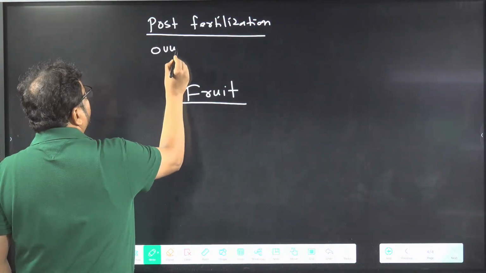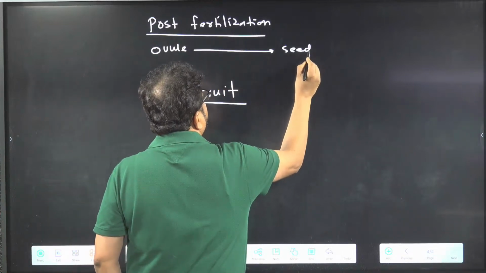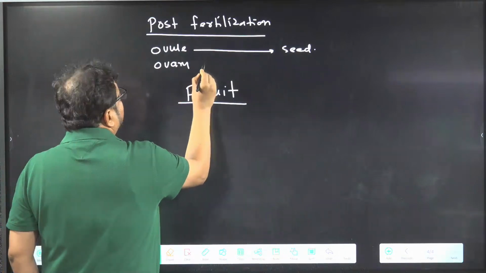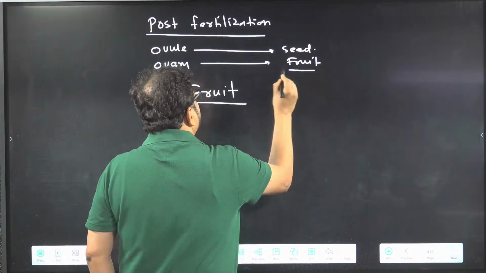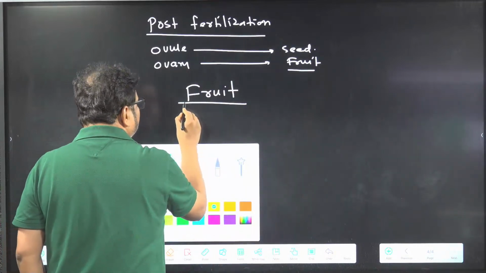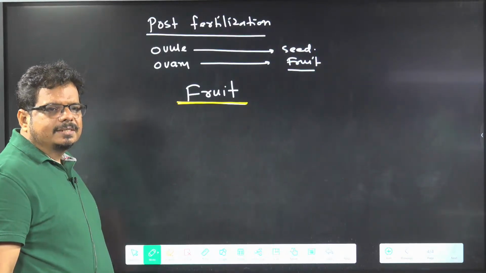So I am telling you, post-fertilization, what happened? Ovule converted into seed and ovary converted into fruit. So now our agenda is, first of all, we are going to talk about fruit, then we will talk about the seed. So let's start with fruit.